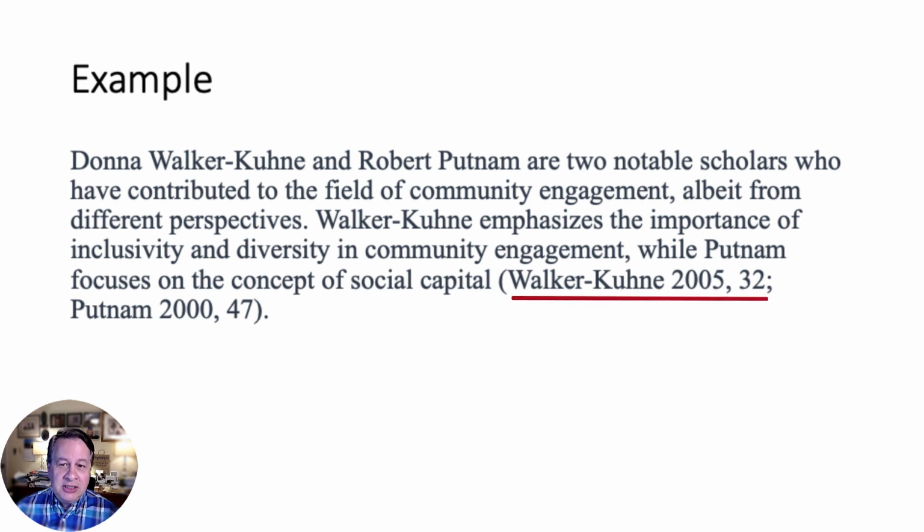Then there's the citation. In parentheses, last name, year of publication, comma, and then the page number. The second reference separated with a semicolon, Putnam, 2000, comma, page 47, close paren, and then finally a period. Period always ends the sentence. The citation appears before it.